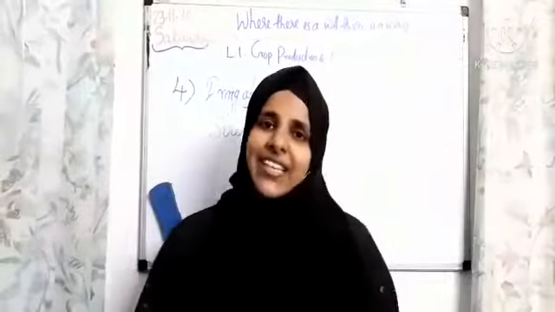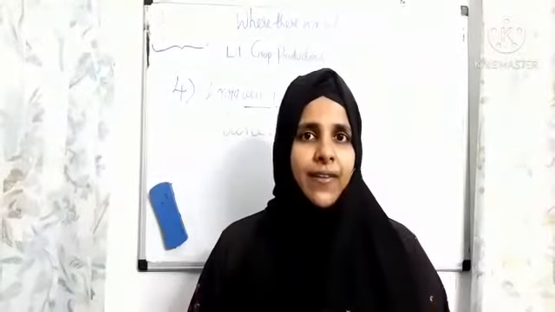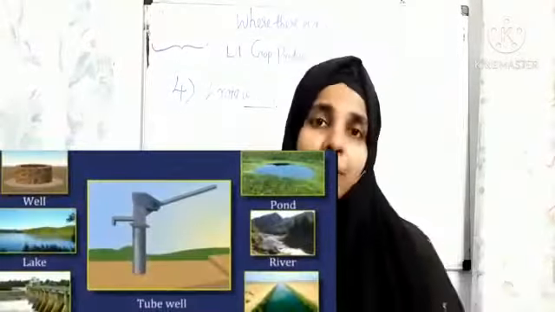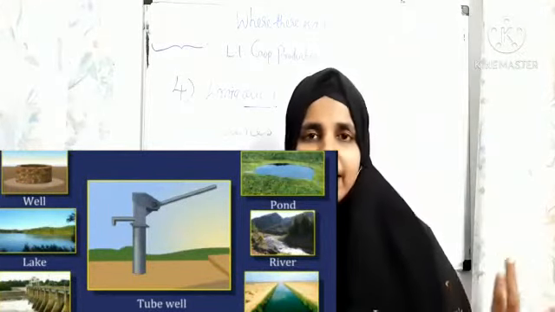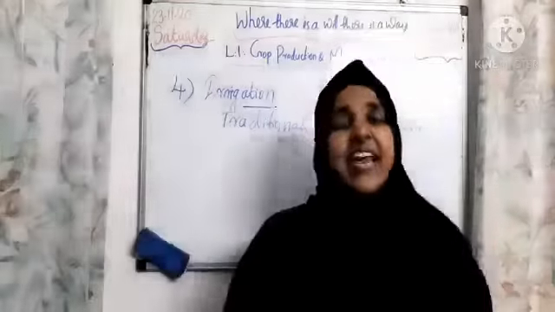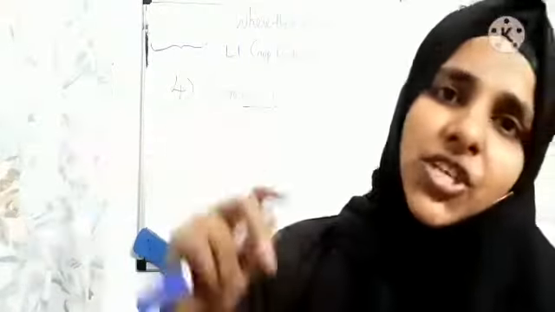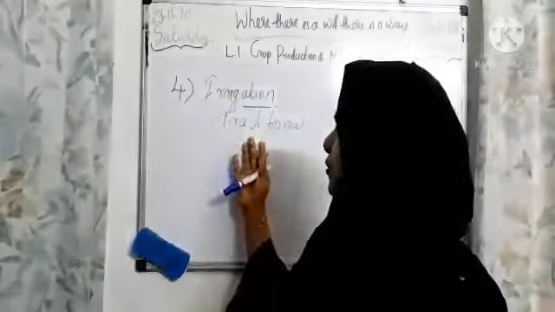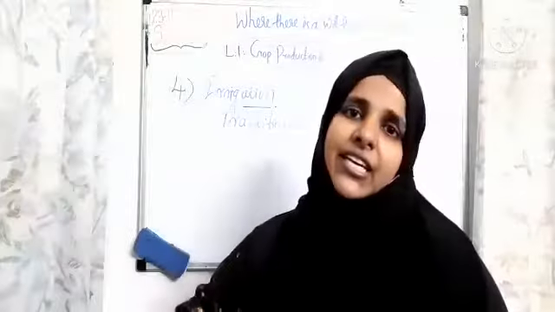From where do we get this water, children? What are the main sources of irrigation? We can take water from a canal, lake, pond or well, like that. These are the main different sources of irrigation, okay? Next, we can check what the different methods of irrigation are. Nowadays, we are using modern methods, but we can check what traditional methods are used in irrigation.